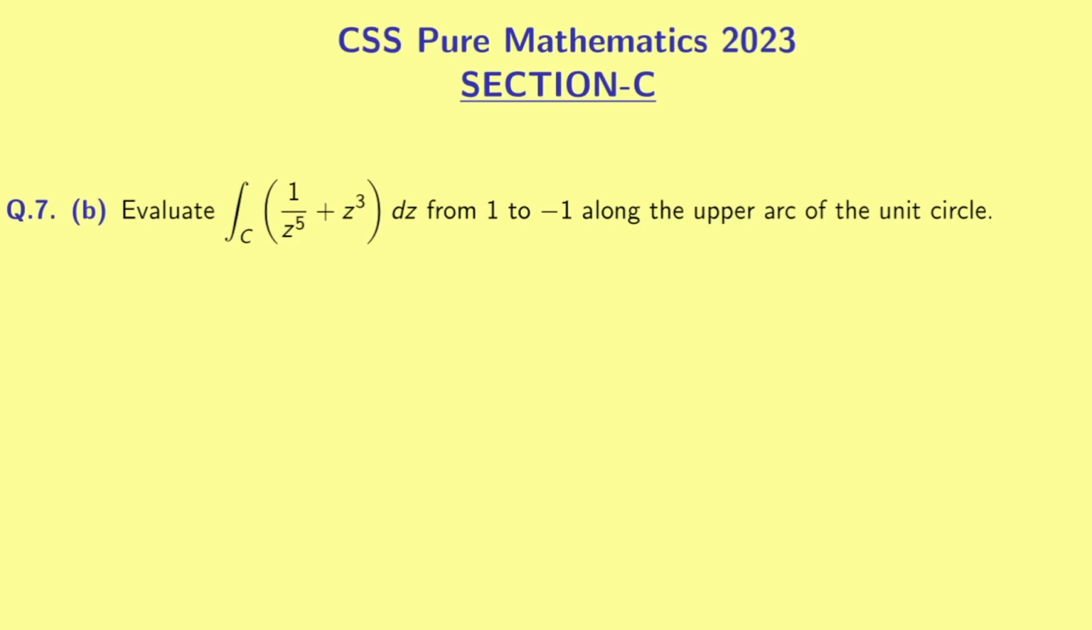Hi guys, here's another video about the CSS Pure Mathematics Exam from 2023. This is section C, and we are going to solve question 7, item B.